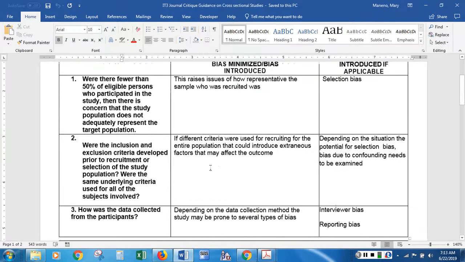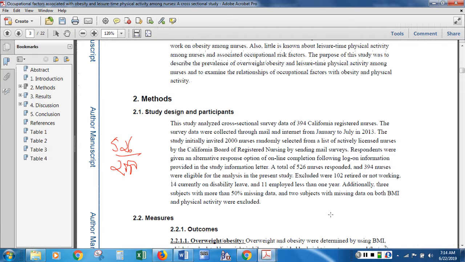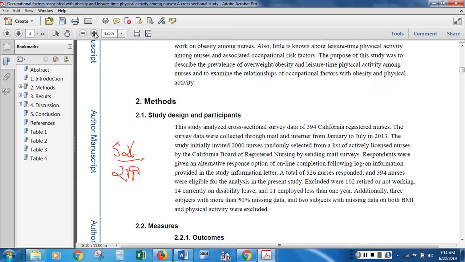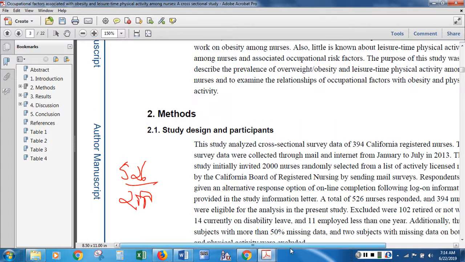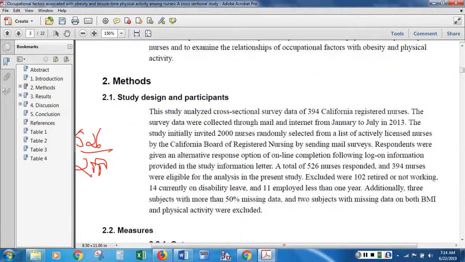The next point, were inclusion and exclusion criteria developed prior to recruitment or selection of the study population, and were the same criteria used for all subjects involved? Looking at the study, indeed, the criteria appear to be consistently used. There's no area where we are told explicitly that the criteria changed, and so we are confident that the criteria were kept consistent. They excluded retirees, they excluded individuals who were on disability leave, and excluded individuals who were employed for less than 1 year.